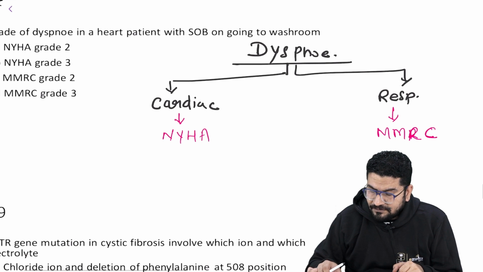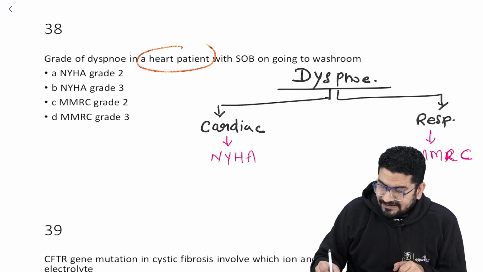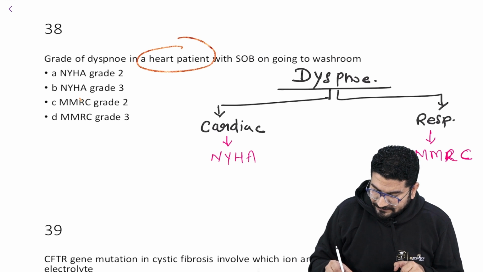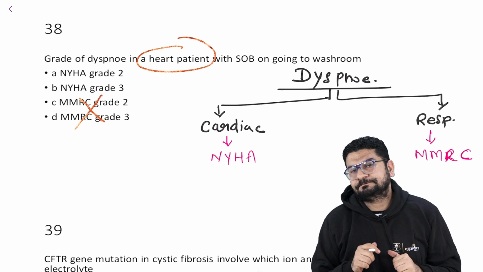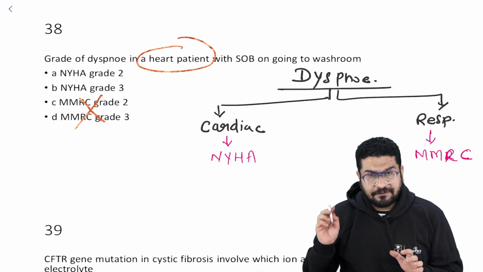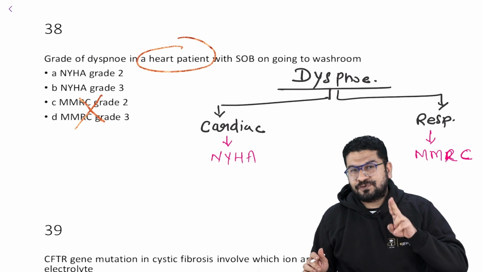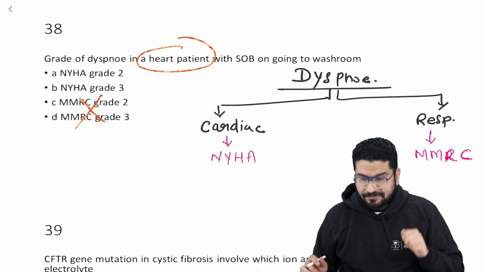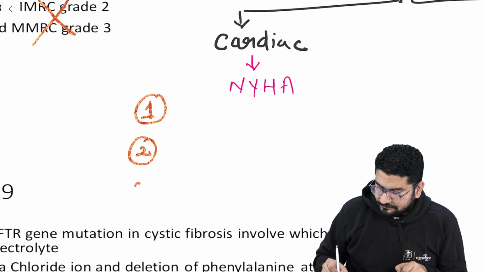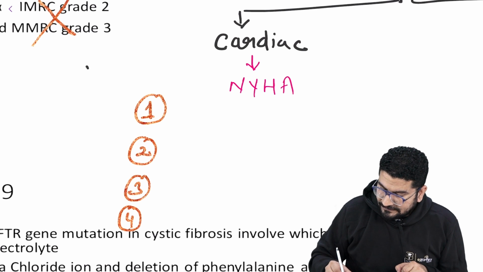So let us see the options: grade of dyspnea in heart patient. Whenever you see this line, grade of dyspnea in heart patient, then MMRC is ruled out. Simple. So this is NYHA. Now you have ruled out 2 choices, so you have 2 choices left, either A or B. In NYHA we have different grades: grade 1, grade 2, grade 3, grade 4. So this is the NYHA grade.